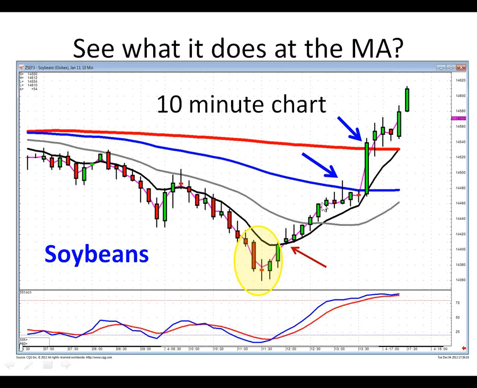And again, this could be a trade based on a 1-minute chart. In this case, I trade soybeans.